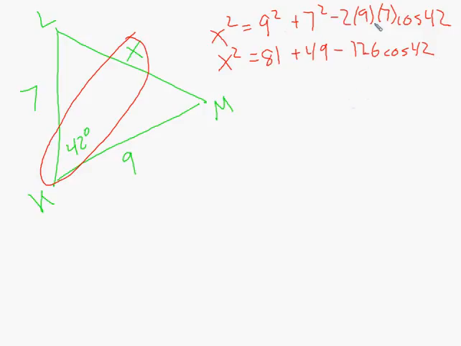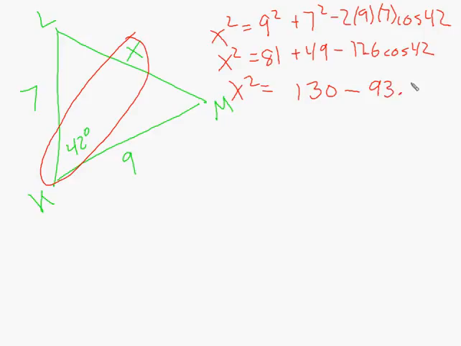Okay, so we're following the order of operations. X squared equals. We cannot add all of these together just yet. Well, actually, in this case, we can because we know this. You could just type this all into your calculator, all in one line. But if we're doing it in steps, we would add these two together, 81 plus 49, and get 130. And then minus 126 cosine of 42. So if you enter that all in your calculator, you get the right answer.